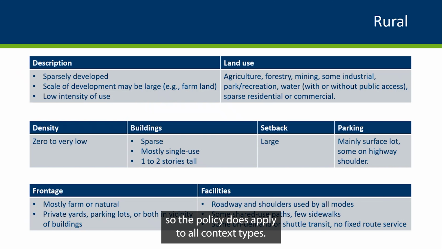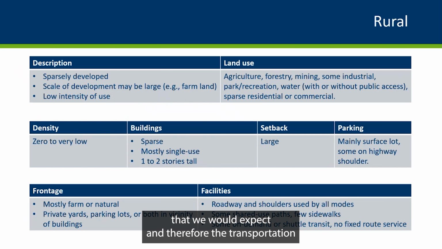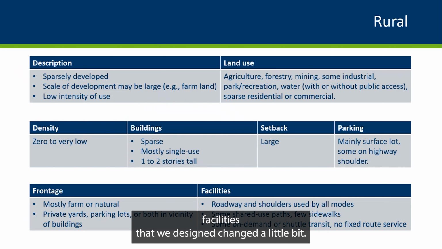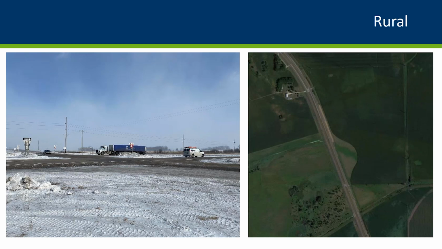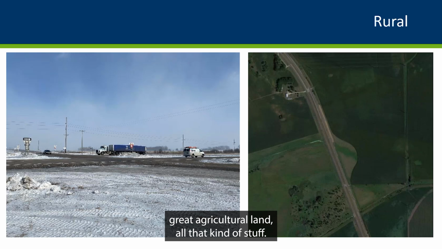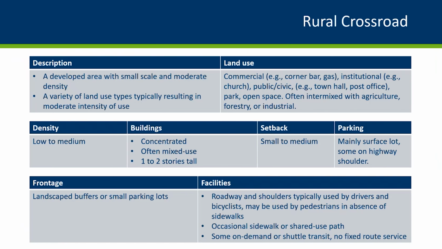So the policy does apply to all context types. It does apply to rural, but what you'll see later is the activities that we would expect, and therefore the transportation facilities that we design, change a little bit. So rural, we all know what rural is. Trade, agricultural land, all of that kind of stuff.